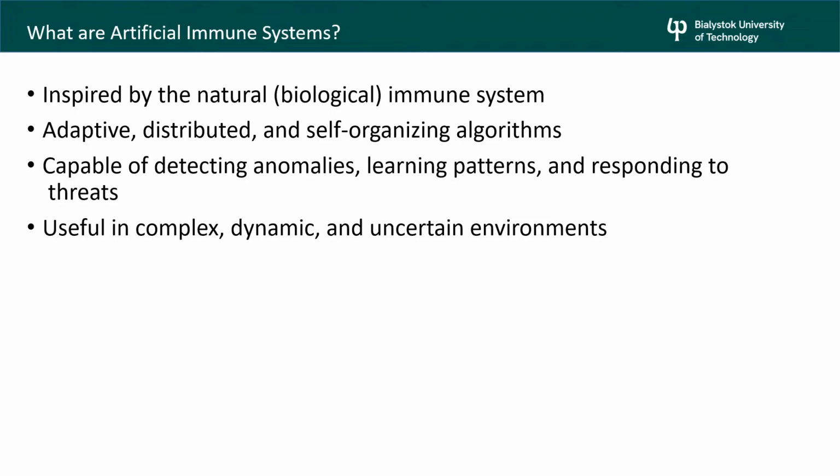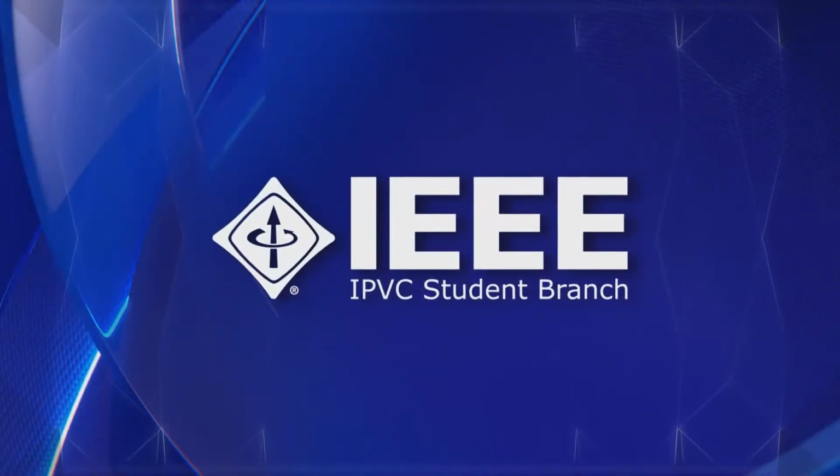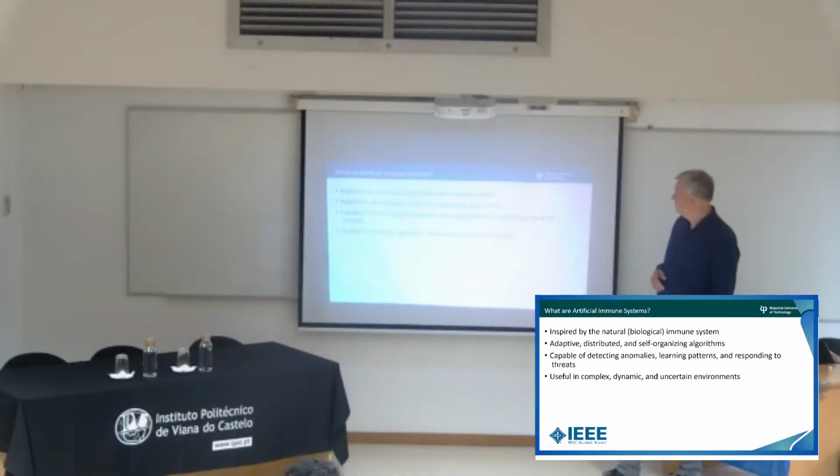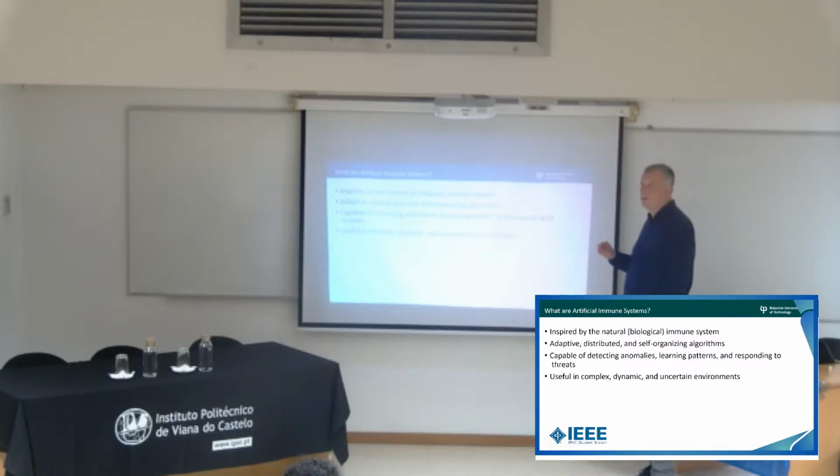Artificial immune systems, of course, are inspired by the biological human immune system. They are adaptive, distributed, and self-organized. There's no central organization, no central item in the body which is responsible for fighting the pathogens. Generally, each cell, each tissue can protect our body against the pathogens.